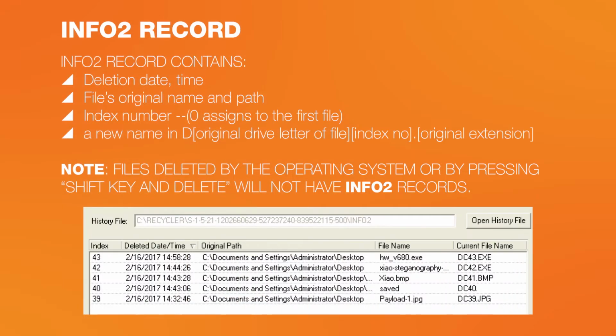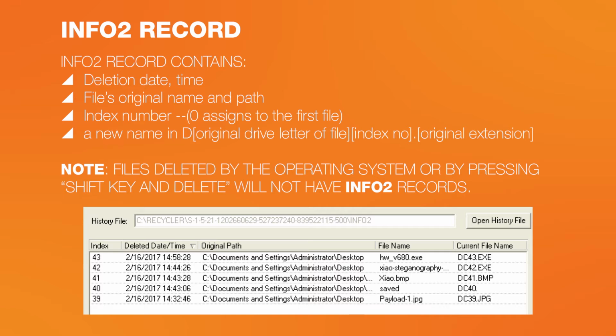The Recycle Bin before Windows Vista uses a hidden file called INFO or INFO2 to store each file and directory's information in the Recycle Bin. When you move a file to the Recycle Bin, a new entry is added to the INFO2 file with information of the file's index number, deleted date and time, the original file size, name and path, and a new name in the format of D followed by the original drive letter of the file, followed by a sequential index number, followed by the original extension.